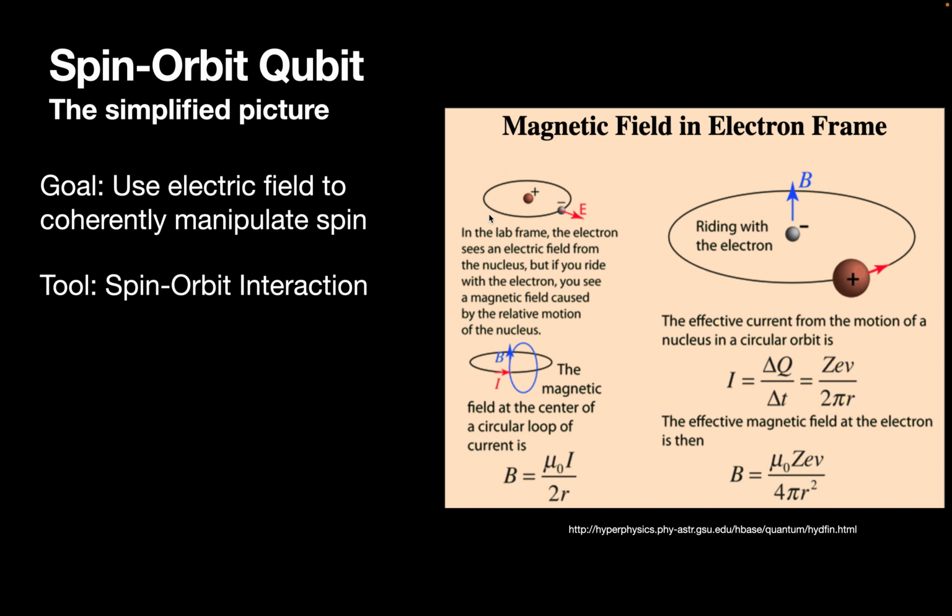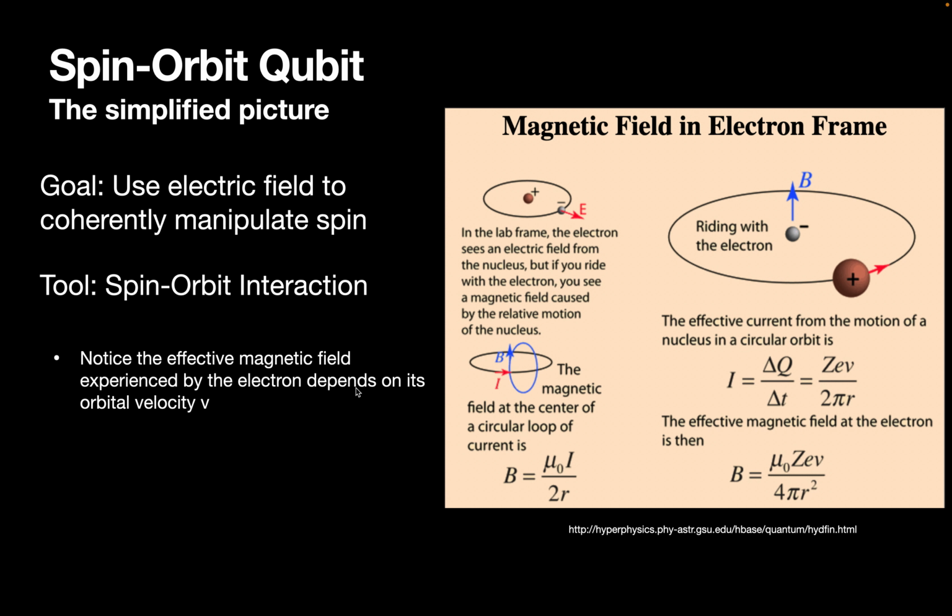You have the electron circulating around your nucleus. And if you take the reference frame of the electron, it's actually the nucleus that's circulating around the electron. And because nucleus is positively charged and it's circulating, it's gonna produce a magnetic field pointing upward, acting on the electron. And this relativistic effect is essentially spin orbit interaction. And if you notice the effective magnetic field experienced by the electron, as summarized by the formula here, it actually depends on the electron's orbital velocity v.